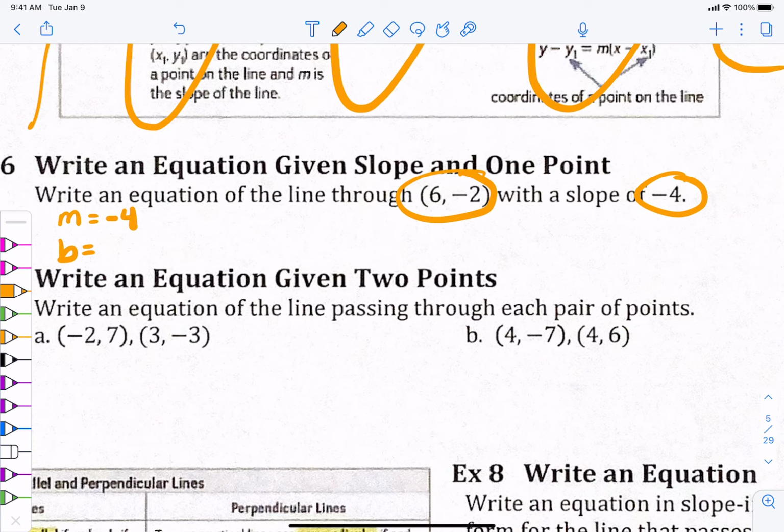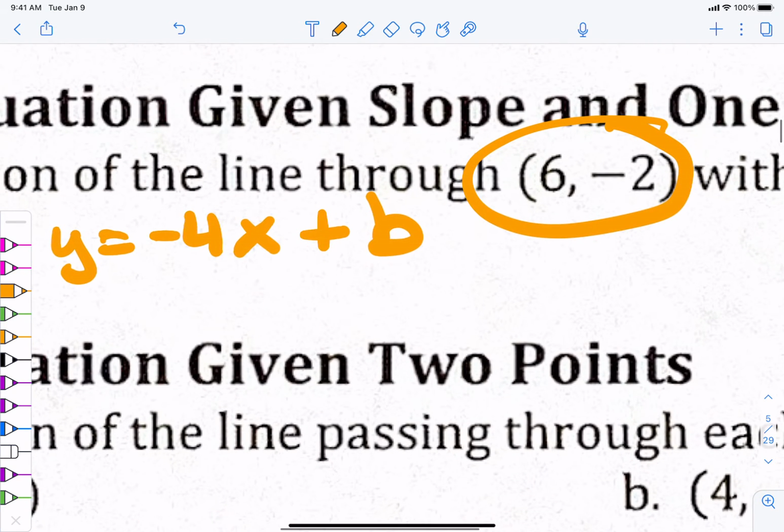Half of my job is already done, right? I have y equals negative 4x plus b. They don't give me b though, right? That's the only thing that I have to find. You see where we're at right now? Are we okay? How can I use 6, negative 2 to find what b is?